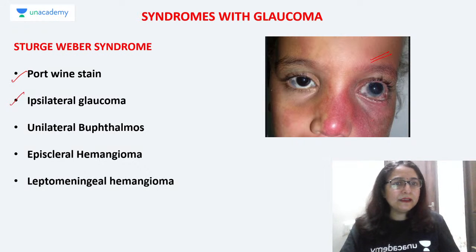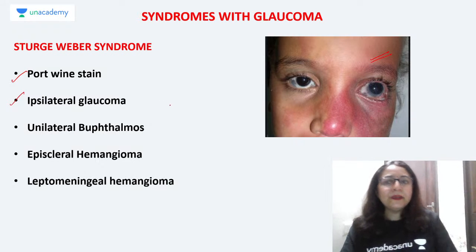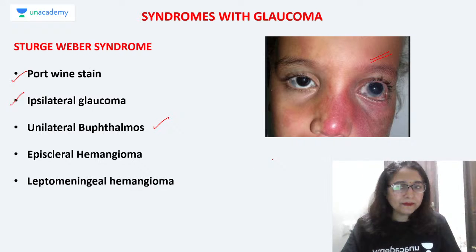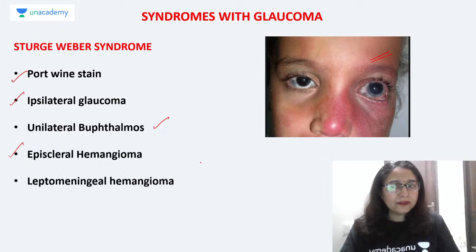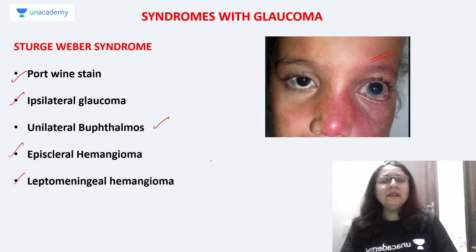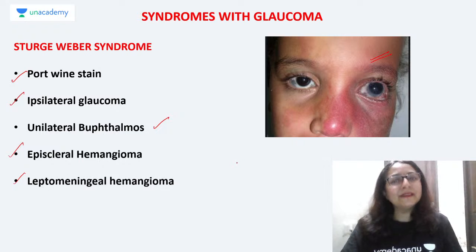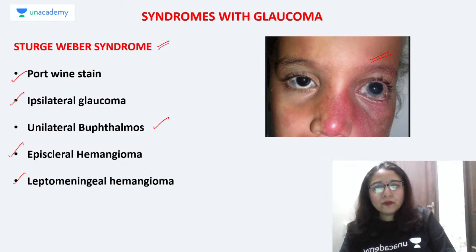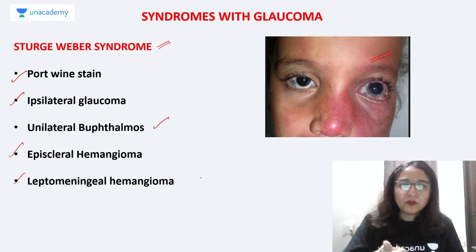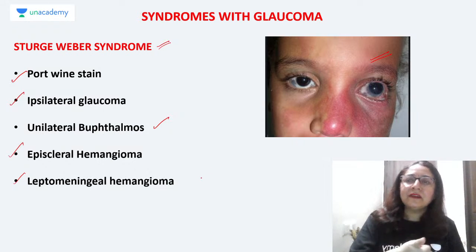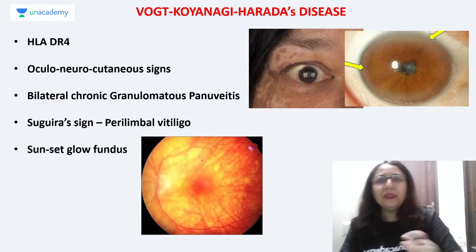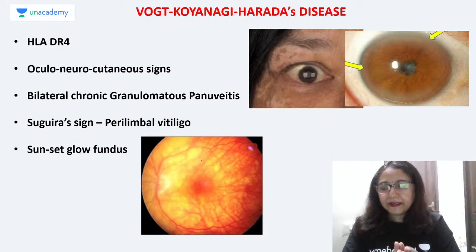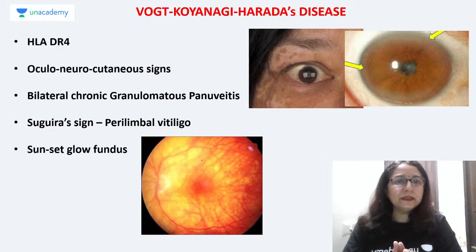If it is in the early age group, since birth, it can lead to unilateral buphthalmos. This is also associated with episcleral hemangiomas on the same side, and there can be multiple leptomeningeal hemangiomas in the brain. So Sturge-Weber syndrome, important thing to remember: port wine stain and ipsilateral glaucoma on the same side of the port wine stain. Okay. Then moving on to certain uveitic conditions which are associated with the syndromes.